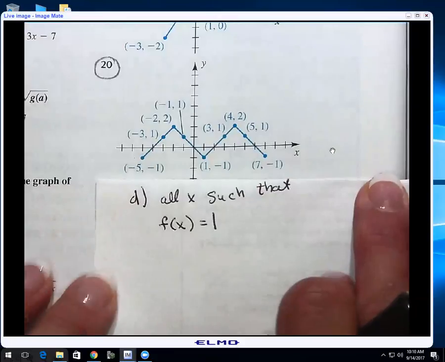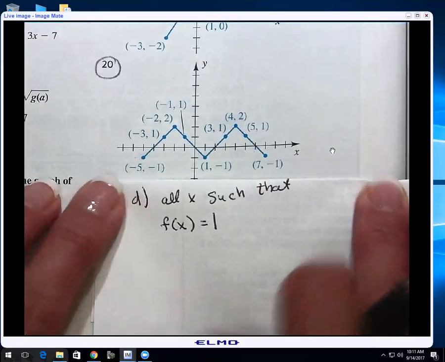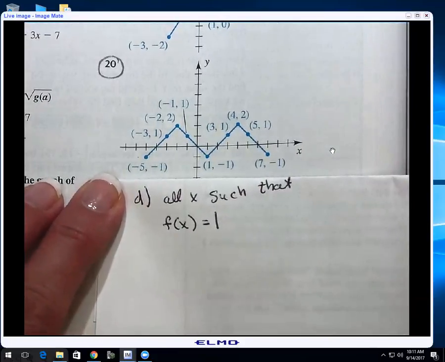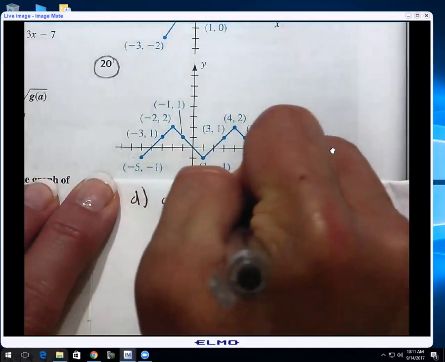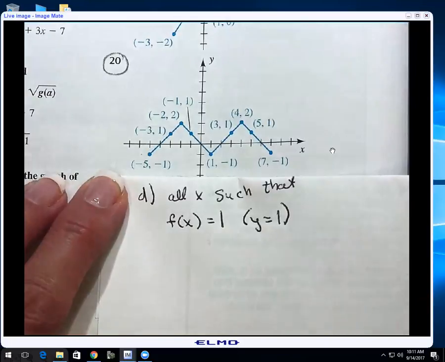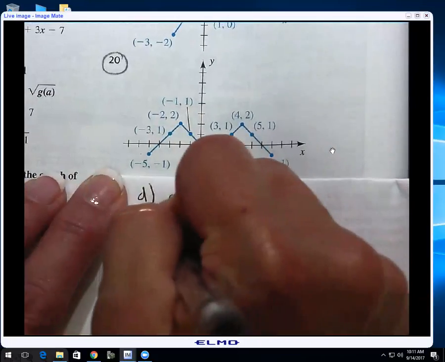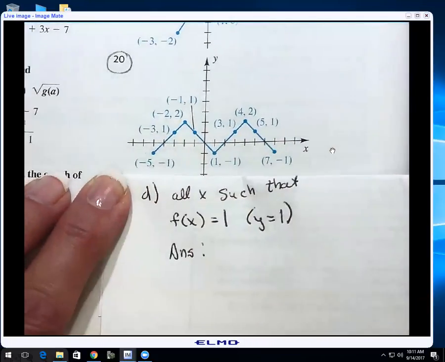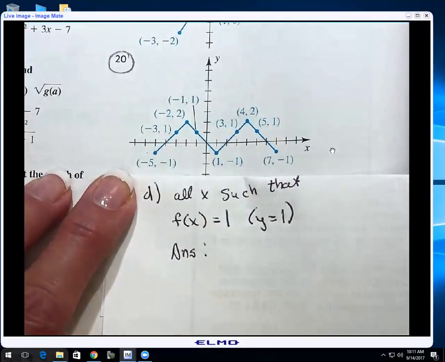What's interchangeable with f of x? What can you always put in the place of f of x? So that means find all the x's where the y is 1. What are all the x's? This is the answer. What are all the x's where the y is 1?